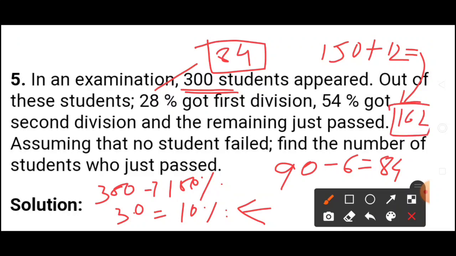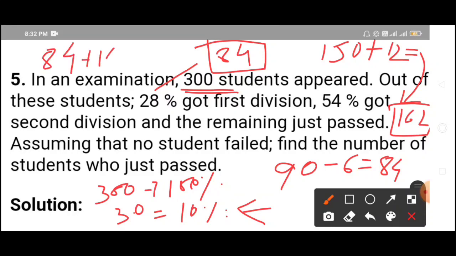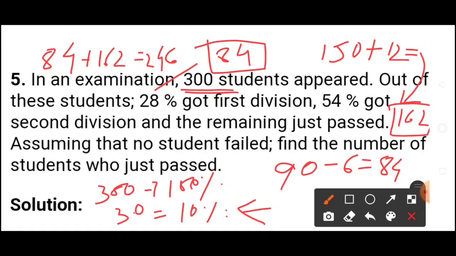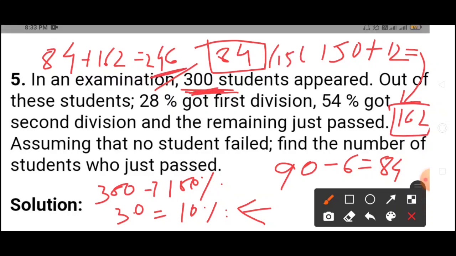If we sum this up, 84 plus 162 will be 246. So 246 students had passed with division. We have to find how many students have passed without any division, just passed. If we subtract 246 from 300, 156 will be the answer.